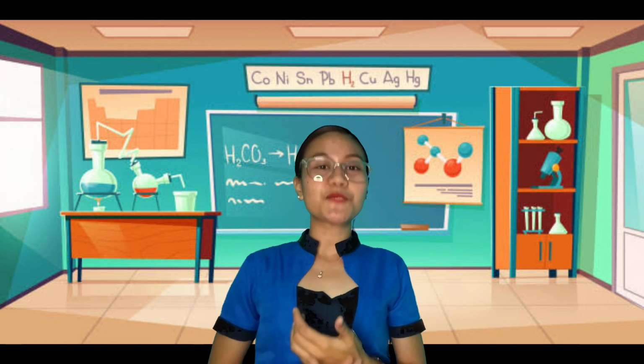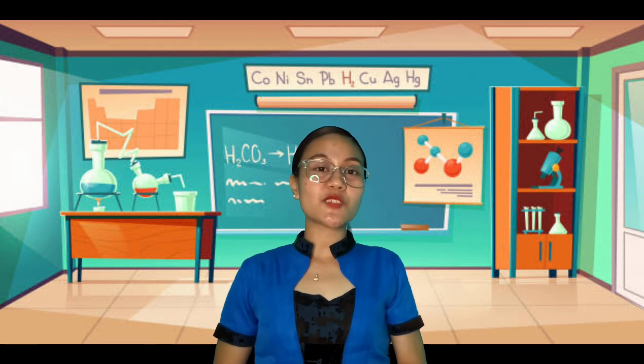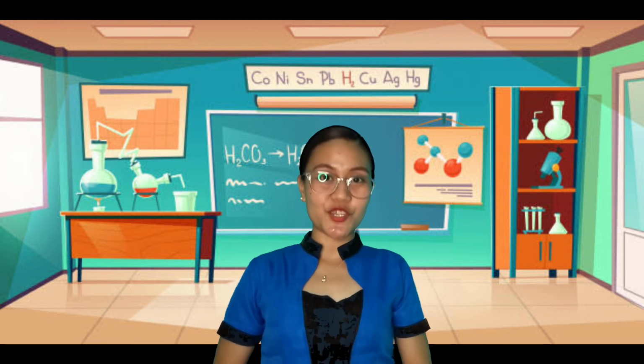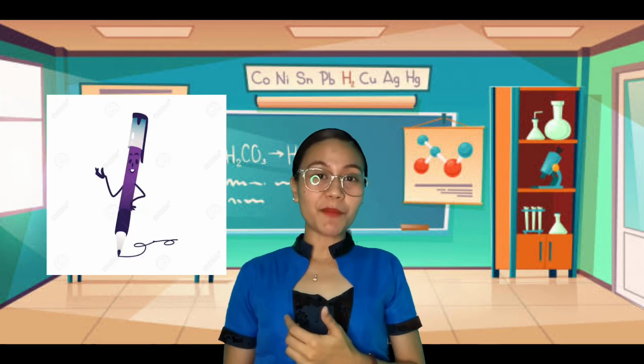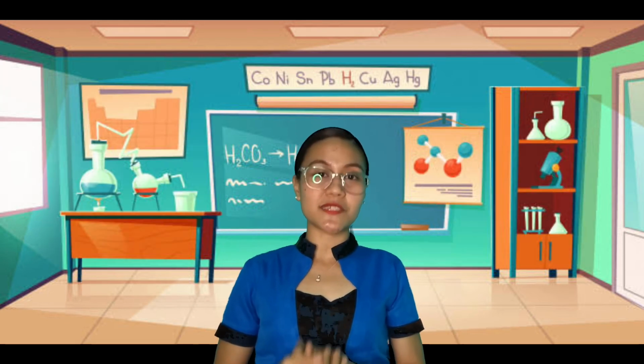So for today's activity, we'll have this observation game by simply observing what will happen to a material or an object. So let's do this, class. Get now your ball pen and a scrap paper and list down all the things you will observe. So let's start.